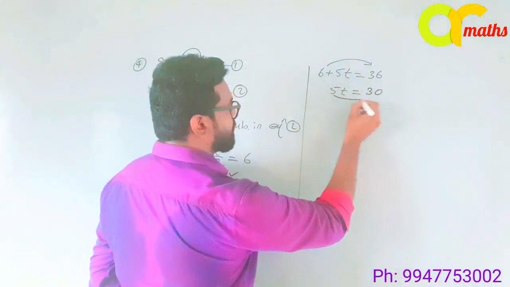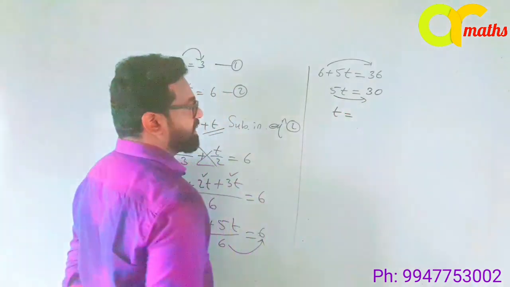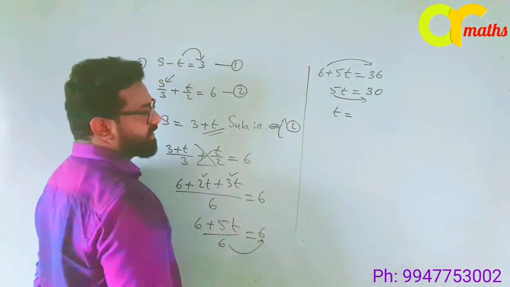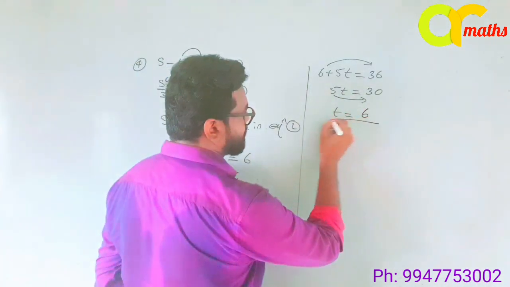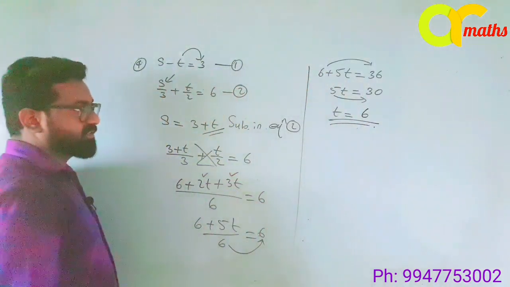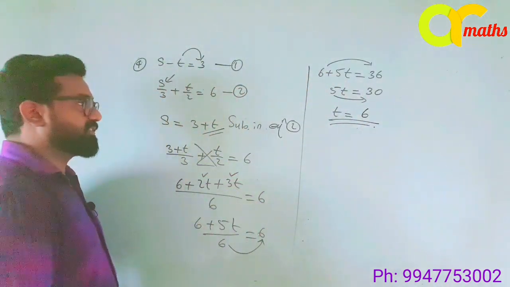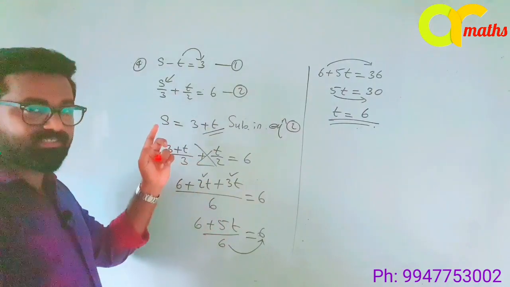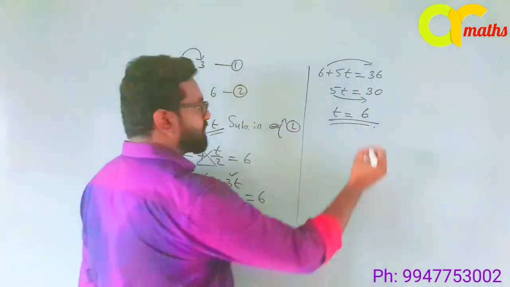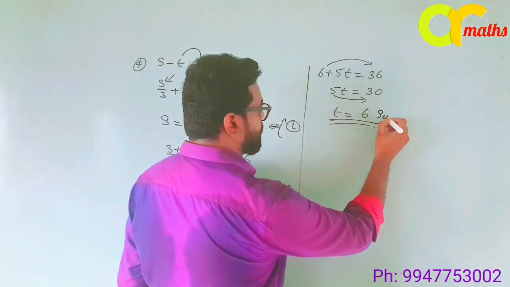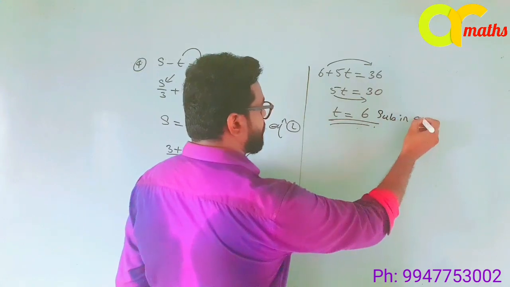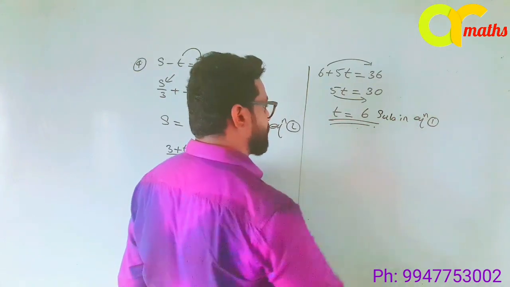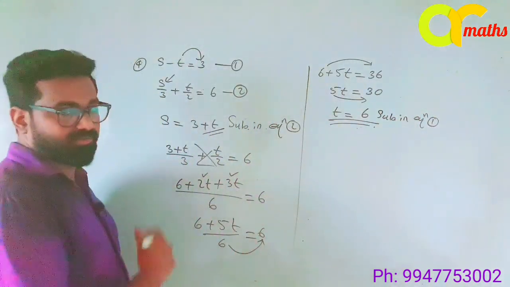30. Then t equal to 30 divided by 5. What is 30 divided by 5? That is 6. So you got t equal to 6. Then how to find the value of s? By substituting t equal to 6, substitute in equation 1 or 2. You can substitute in 1 or 2, no problem.